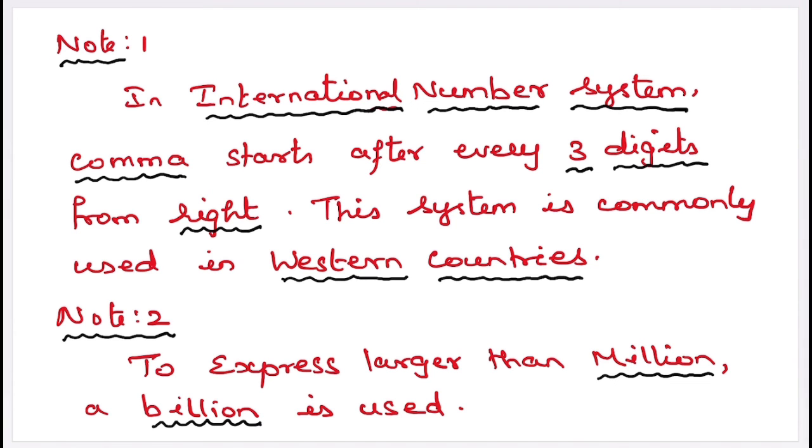To express numbers larger than a million, we use billion. That is, 1 billion is equal to 1000 million. Note the point that while writing number names, we do not use commas. So, the main difference between these two systems is the placement of commas.